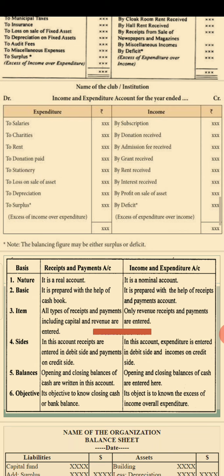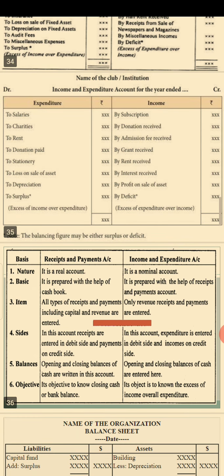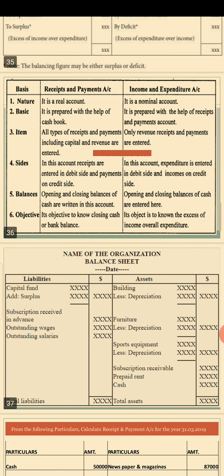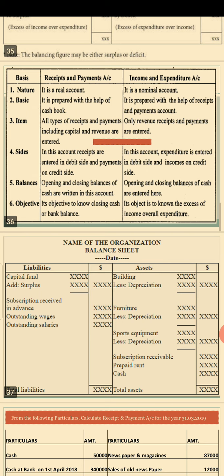So we prepare the income and expenditure account for the purpose of knowing the surplus or deficiency. And this is the difference between the receipt and payment account and income and expenditure account. There are 6 points of difference. First point is nature: receipt and payment account is a real account, and income and expenditure account is a nominal account.